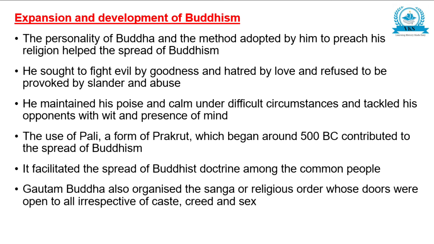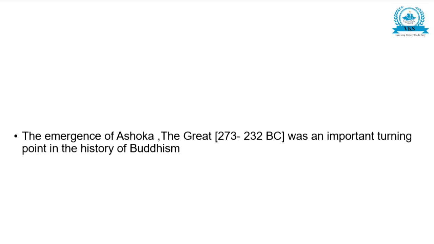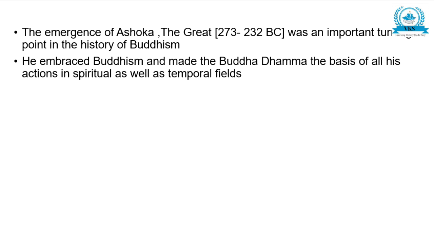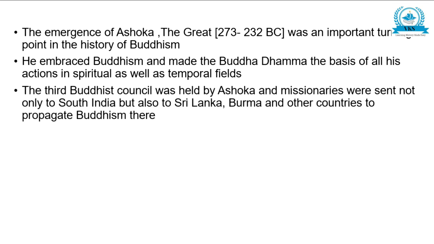Gautama Buddha also organized the sangha or religious order whose doors were open to all irrespective of caste, creed and sex. The emergence of Ashoka the Great was an important turning point in the history of Buddhism. He embraced Buddhism and made the Buddha Dhamma the basis of all his actions in spiritual as well as temporal fields. The third Buddhist council was held by Ashoka and missionaries were sent not only to South India but also to Sri Lanka, Burma and other countries to propagate Buddhism there.